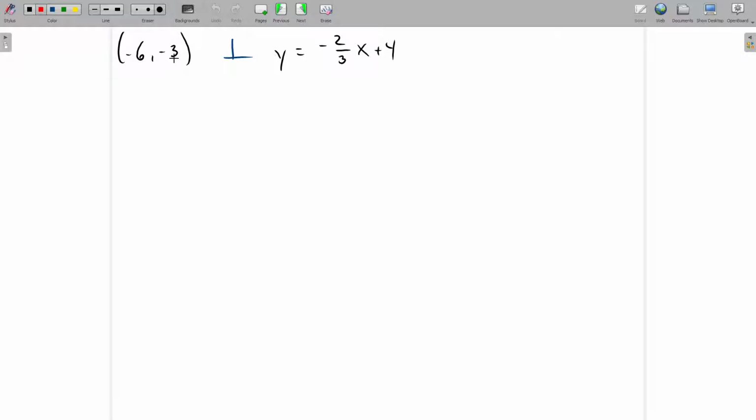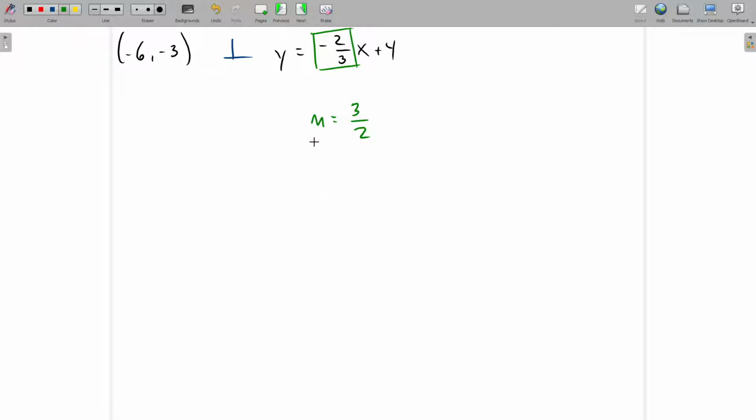All right, so we have the point -6, -3, and I want the equation of a line that's going to go through this point and be perpendicular to the equation y equals -2/3 x plus 4. So we know that the equation of a perpendicular line needs to have that opposite reciprocal. So whatever the sign is of the slope, I'm going to change it. So the slope of my equation that's going to be perpendicular, instead of being negative, it's going to be positive. And instead of being 2 over 3, we're going to do the reciprocal, which just means that we flip the fraction. So I want positive 3 halves.